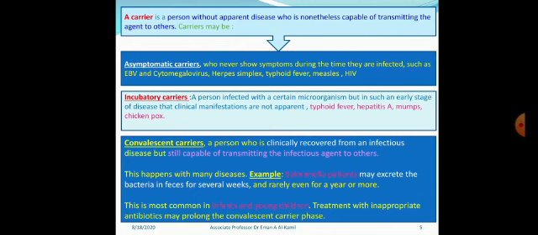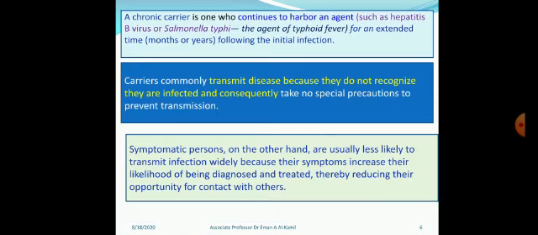Treatment with inappropriate antibiotics may prolong the convalescent carrier phase. Some infections during infancy, especially in young children, when they are treated by inappropriate antibiotics, they will continue to shed the microorganism after finishing the treatment. A chronic carrier is one who continues to harbor an agent such as hepatitis B virus or Salmonella typhi, the agent of typhoid fever, for an extended time, months or years following the initial infection.